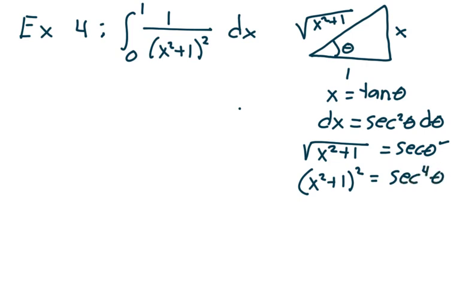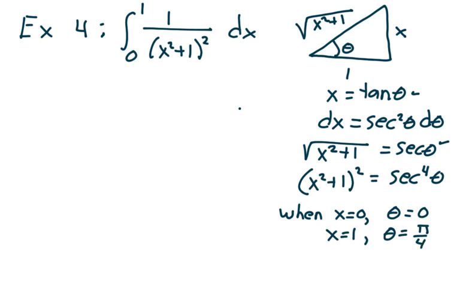Now, my limits are in terms of x, but I want my limits in terms of theta. So when x is 0, I know that tangent of 0 is 0, so theta is 0. When x is 1, theta is pi over 4. So remember that tangent of pi over 4 is 1. So we never have to go back now in terms of x's. So we're done because it's a definite integral.